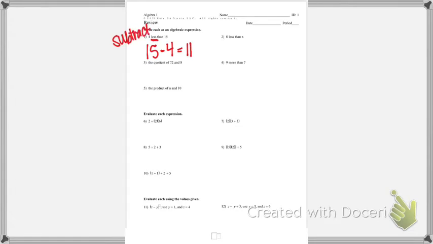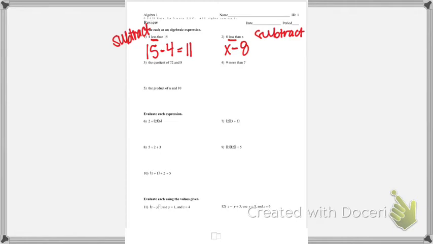All right, number 2 is going to be the same way because it also says the word less. So 8 less than x. So x minus 8. So we really can't solve that one because we don't know what it's equal to. So x could be any number in this case.